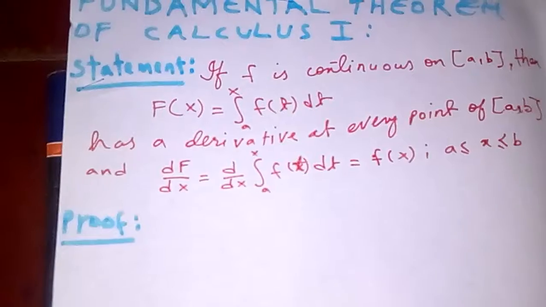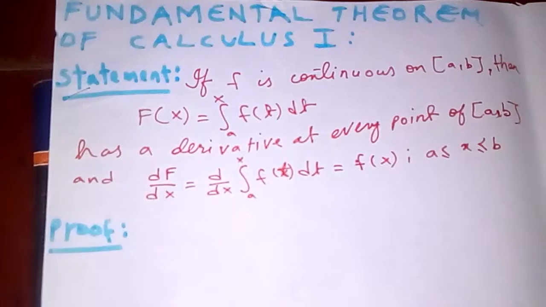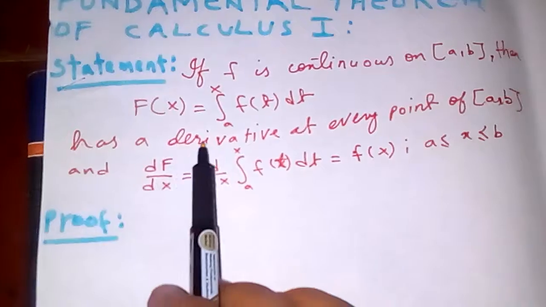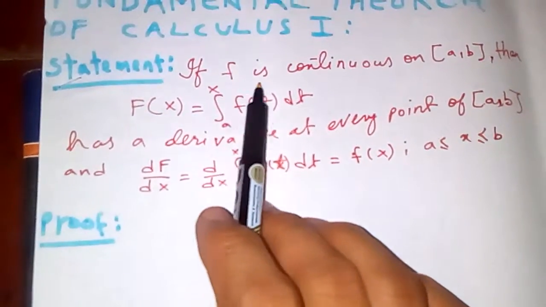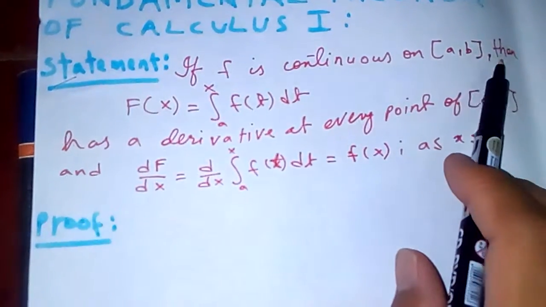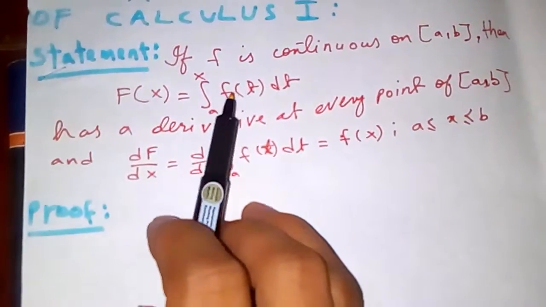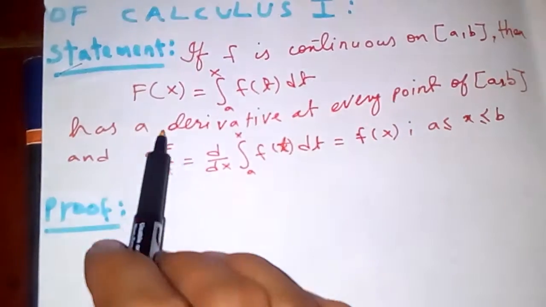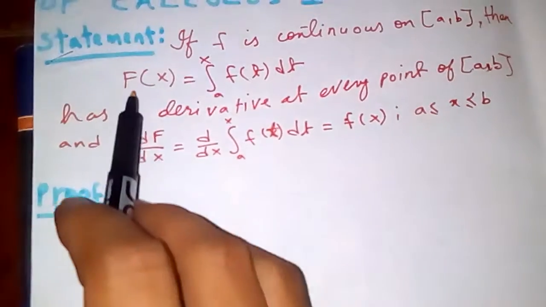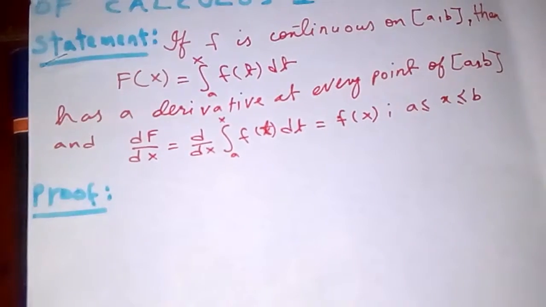Today we are going to discuss the Fundamental Theorem of Calculus 1, or the fundamental theorem of definite integrals. Our statement says that if f of x is continuous on the closed interval [a, b], then we define F of x as the integral from a to x of f of t dt. This integral has a derivative at every point between a and b, such that if you take the differentiation of this, you get f of x.